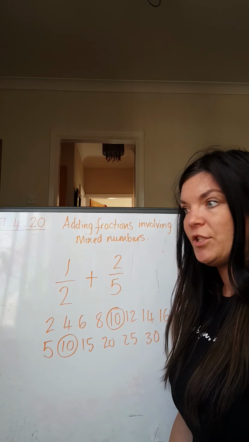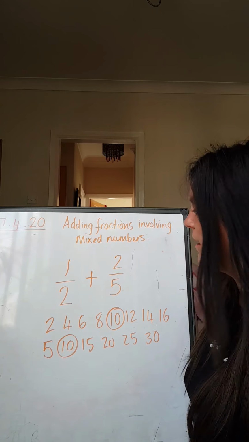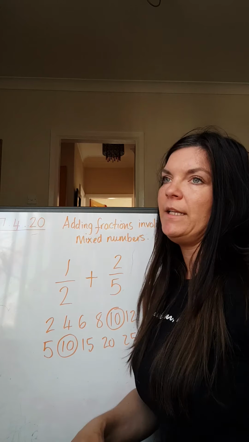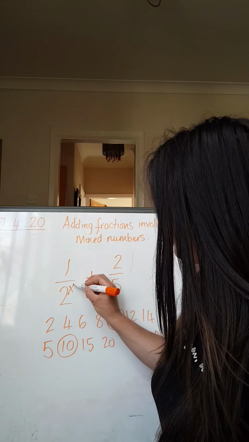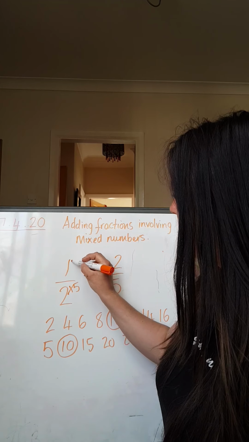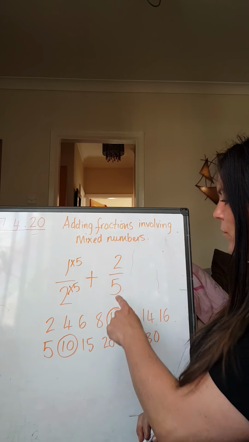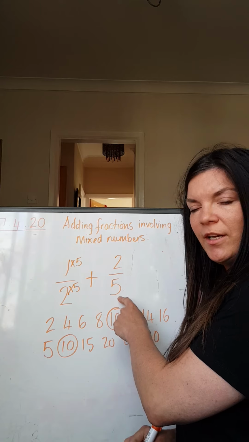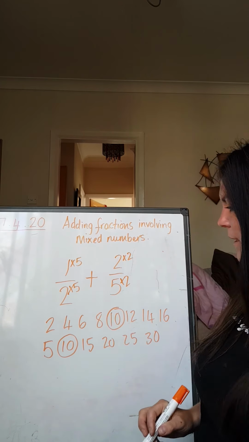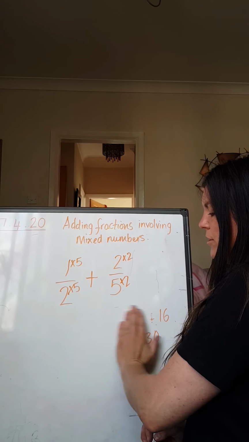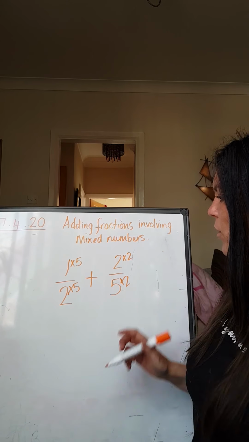So I'll tell you what I'm going to do. I'm going to turn them both into tenths. So what would I times 2 by to turn it into 10? 2, 4, 6, 8, 10, 5. Whatever I do to the bottom, I must do to the top. What would I times 5 by to turn it into 10? 2. Do the same to the top. Now I can work out what the new fractions are.